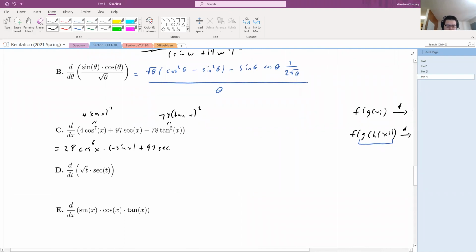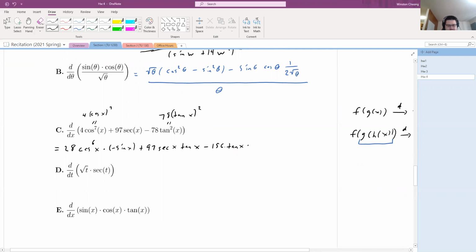So we write down secant x, tangent x. And then, well, we have 78 tangent squared. Okay, so first we would have the power. We have that squaring. Take the derivative of raising to the 2nd power. That's going to multiply the thing. So we would have 156 tangent x, and then we have chain rule.